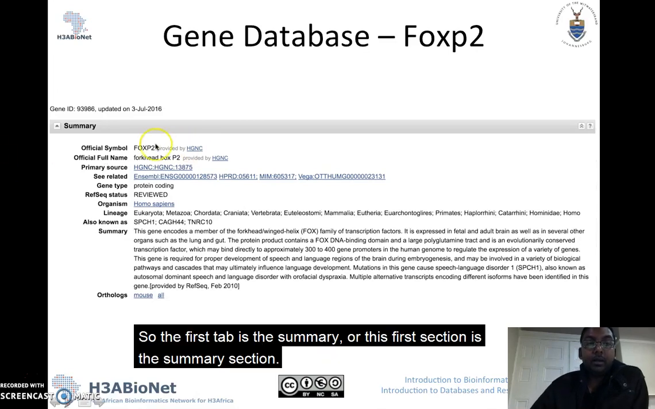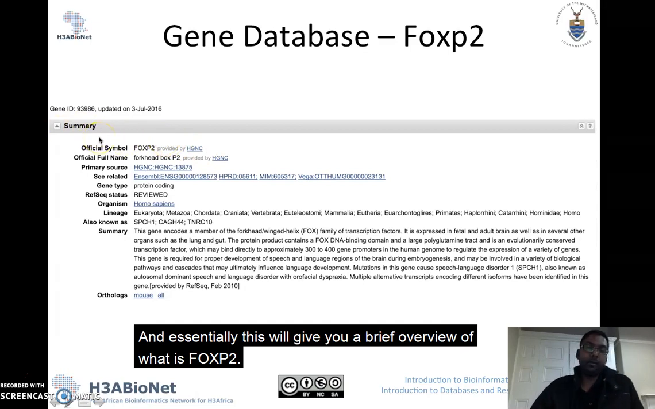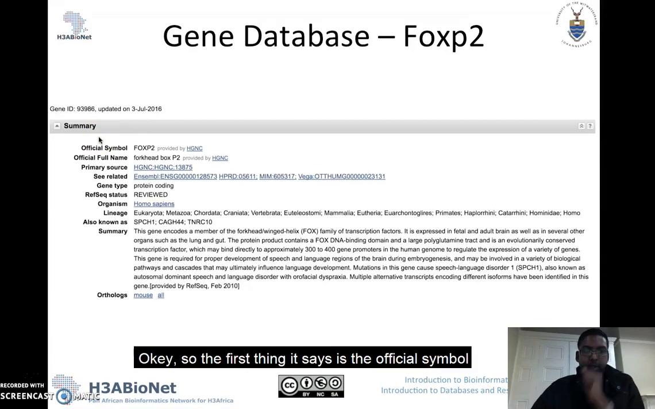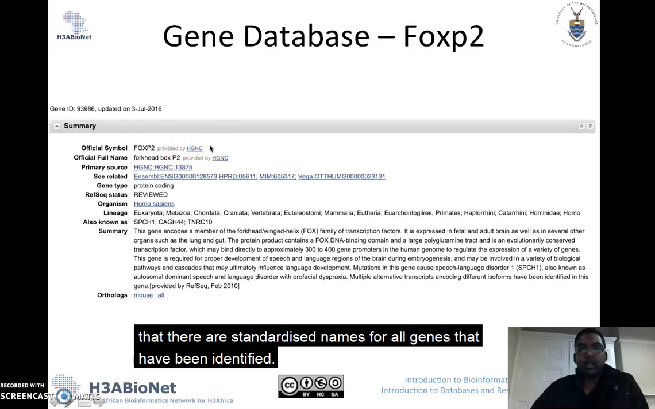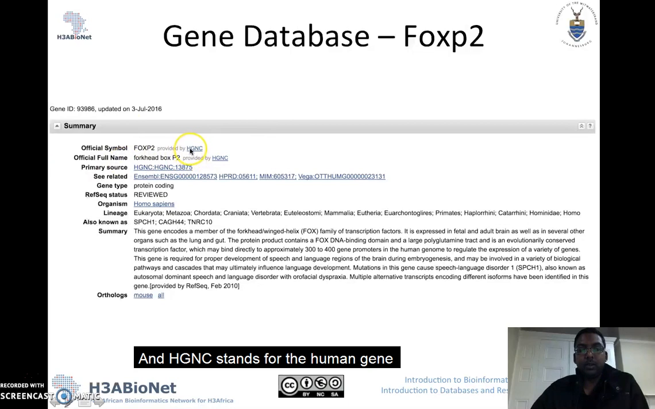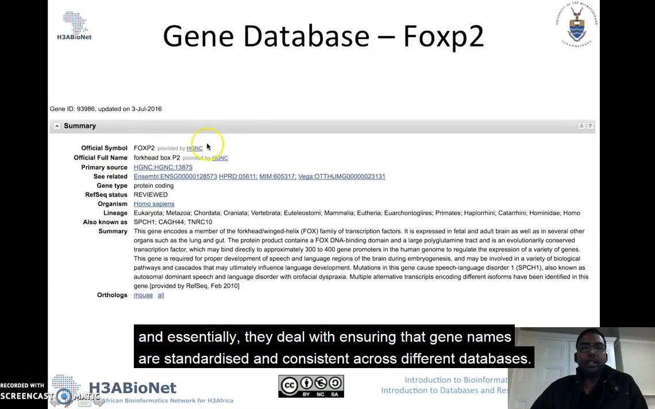So the first tab, or this first section, is the summary section. Essentially this will give you a brief overview of what FOXP2 is. The first thing it shows is the official symbol, and in this case the official symbol is FOXP2. This has been generated by a consortium that ensures there are standardized names for all genes that have been identified. HGNC stands for the Human Gene Nomenclature Committee, and essentially they ensure that gene names are standardized and consistent across different databases.